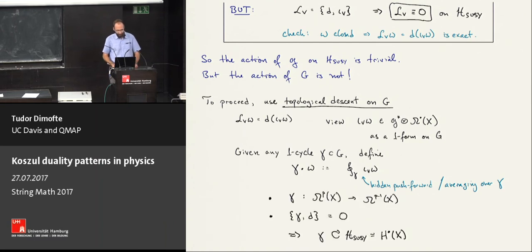OK. This operation of applying IV and smearing over a cycle on the group takes any p form on our manifold X to a p-1 form. So you could say it has fermion number -1, and it commutes with the supercharge. That is an easy calculation, a standard calculation that one does in topological descent. And then one finds that this action of a one cycle on the group descends to the supersymmetric Hilbert space.